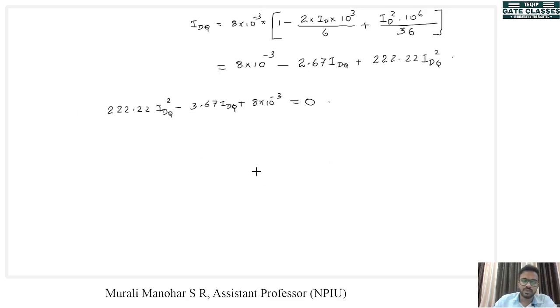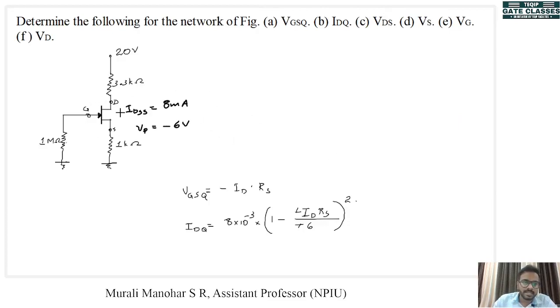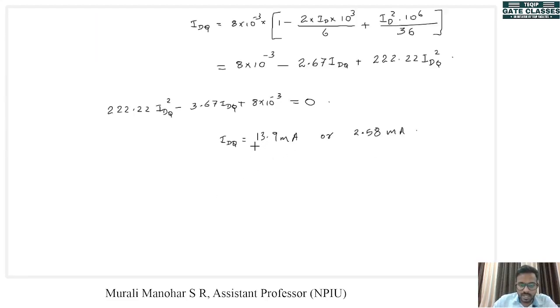Solving this will give us two values of IDQ. So IDQ is either 13.9 milliampere or 2.58 milliampere. Out of these two, which one can we choose? For that, we need to look at IDSS. IDSS is 8 milliampere, so ID can never go beyond IDSS if VGS is negative. So here this value is not right, so our value is this one. So IDQ is equal to 2.58 milliampere.